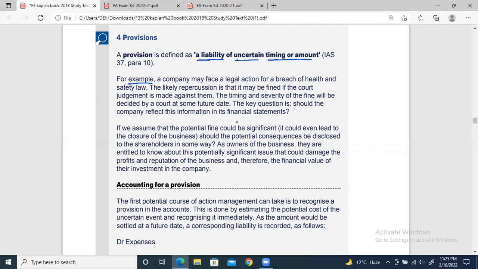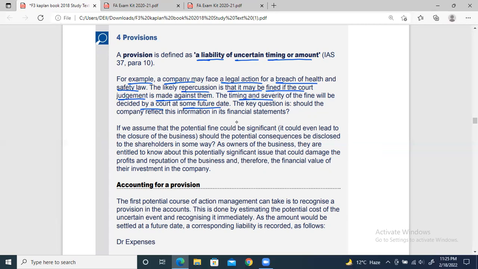For example, a company may face legal action for breach of health and safety law. The likely repercussion is that it may be fined if the court judgment is made against them. The timing and severity of the fine will be decided by the court at some future date. Yes, it actually happens in real life as well.